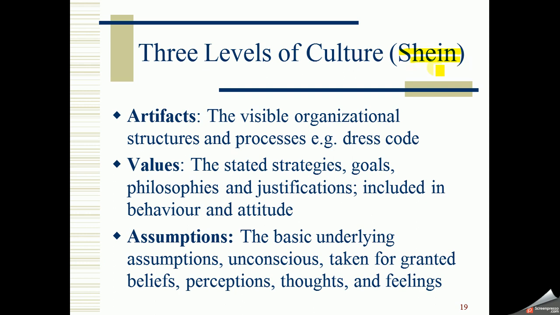Shein proposed three levels of culture in an organization. The first and the most obvious level of the culture is artifacts. This is the visible part of the culture, right? Like the dress code. Some organizations do not follow any dress code, but some organizations have a very strict dress code for all the people.